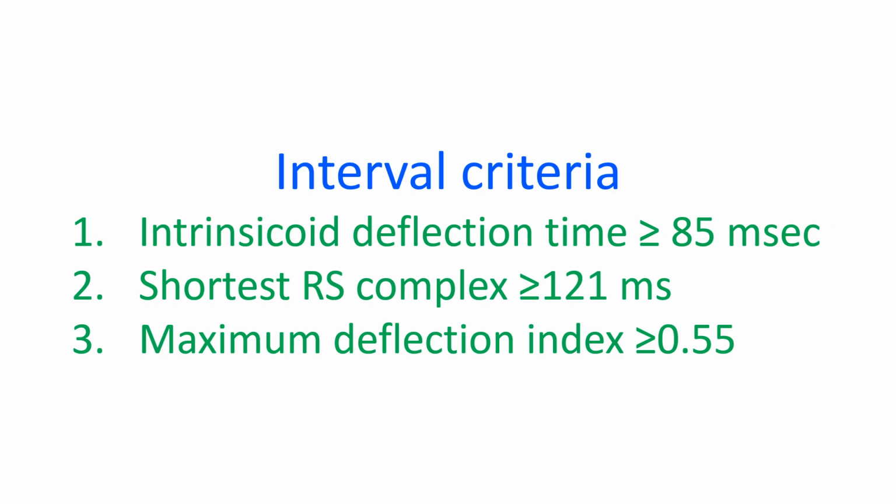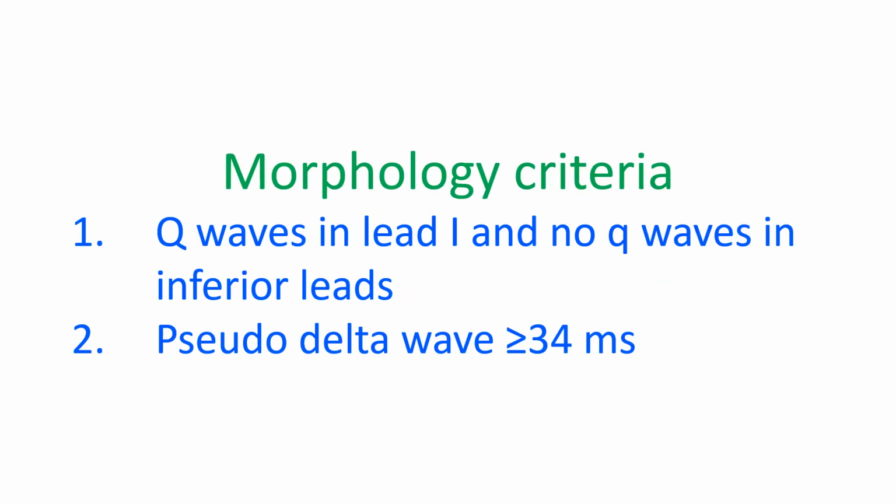Interval criteria are intrinsic deflection time more than or equal to 85 milliseconds, shortest RS complex more than or equal to 121 milliseconds, and maximum deflection index more than or equal to 0.55. Morphology criteria are Q waves in lead 1 and no Q waves in inferior leads, and pseudo delta wave more than or equal to 34 milliseconds.